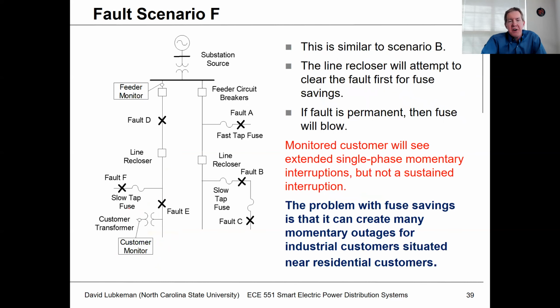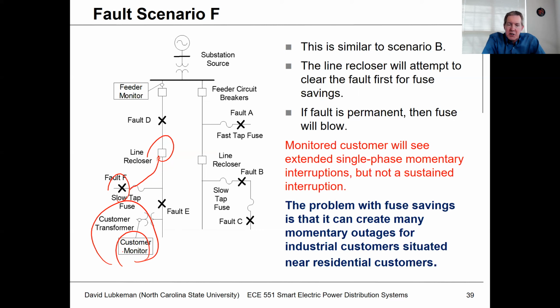And then the F scenario is where you have a slow tap fuse in this case, and you try to do fuse saving. Now, what happens in this case is that the recloser is going to operate first because it's going to try to save this fuse. And what this means is this customer right here is going to see momentary outages. And maybe this fault could be cleared after a couple shots. But what this means is that customer is going to see a couple very momentary interruptions.